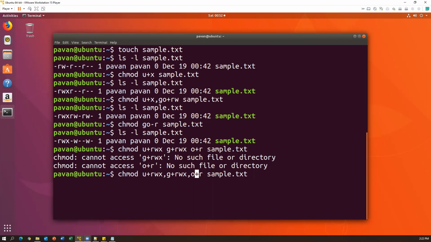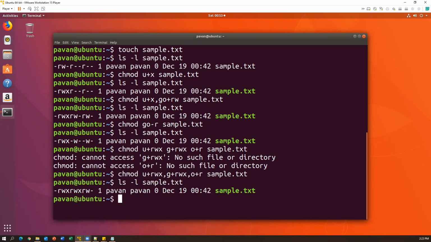So just say only comma separated by commas. That's it. Okay, now it is executed. So now let us execute this. Let us see the privileges. ls -l sample.txt. Now let us observe how it is executed.